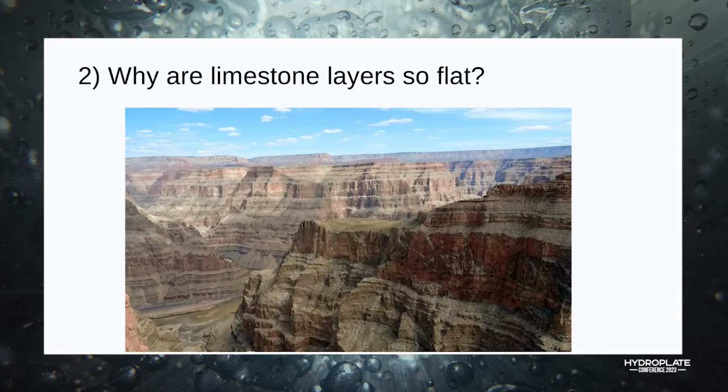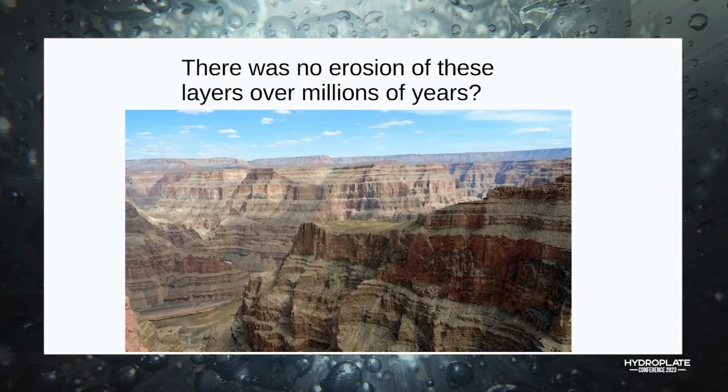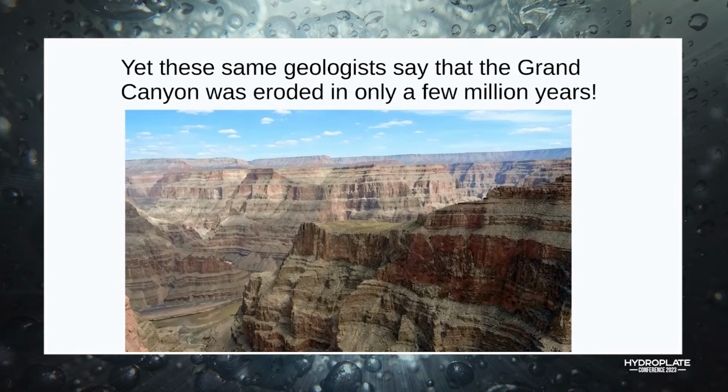Second, why are limestone layers so incredibly flat? And of course, the best place to see this is the Grand Canyon. It's hard to imagine that there was no erosion over those millions of years. They say that these warm, shallow seas were there forming the limestone. The same geologists will turn around and tell you that water cut the canyon in a few million years. So if water can do that kind of erosion in such a short time, how in the world was there no erosion over millions of years?